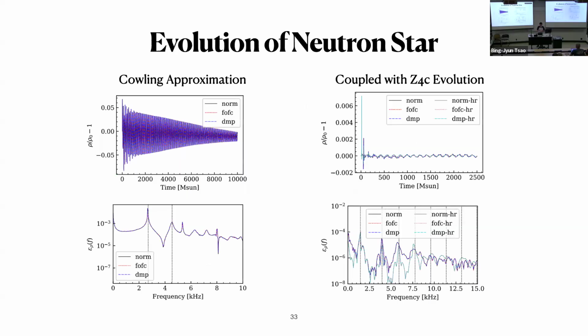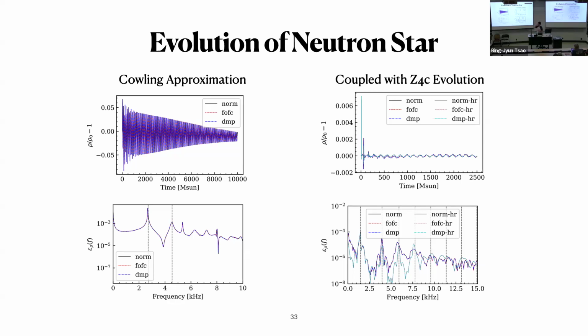Okay, so some more testing. You can refer to Jacob's paper for more of the basic tests, but here I'll be showing mostly tests involving a neutron star. First we evolve a neutron star in the Cowling approximation. So basically we are freezing the metric variables, so we're not evolving spacetime. It's a TOV star with some perturbation.